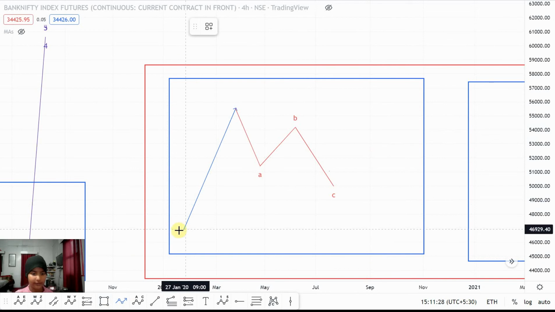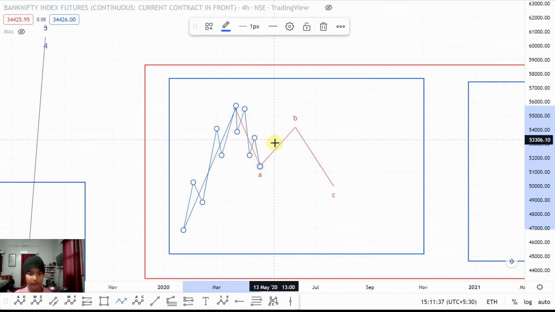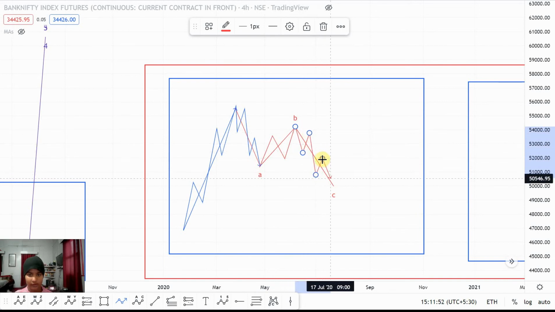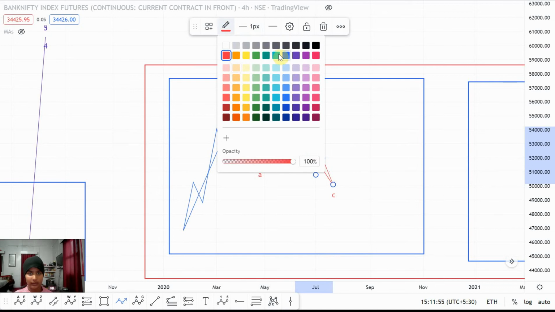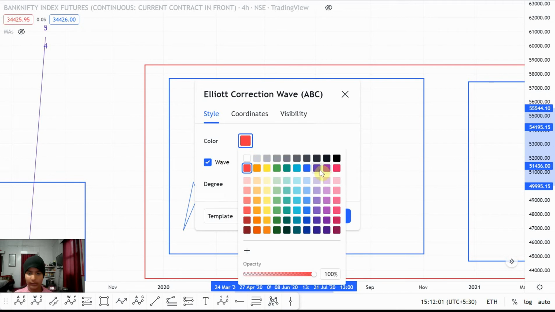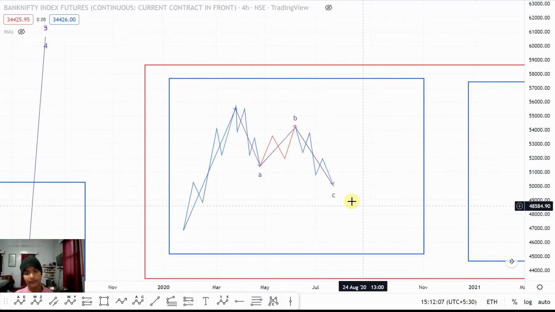So the internals of this are 5 waves of the impulse, 5 waves of the A, and 3 waves for the B, I'll color that red. And 5 waves down for our C. I'll do that blue again. Let's change this color to purple. Now this is one of the zigzag waves.